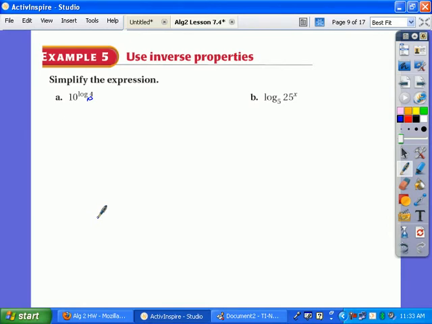Because when I raise something 10 to the power, and I take log base 10, those are inverses. They cancel out. And part B, I'm going to rewrite this because the numbers don't match. So we rewrite this as log base 5 of 5 squared, all to the x, or 5 to the 2x power. And now I see I have log base 5, and I also have 5 to a power. Those are inverses of each other, and they cancel out, leaving us just 2x.